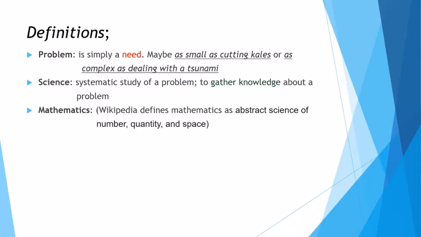That definition leads us to mathematics, and according to Wikipedia, mathematics is an abstract science of number, quantity, and space. When you are dealing with mathematics, you deal with numbers, quantity in terms of weight, size, area, all those quantities, and space. Space, for example, volume, somewhere occupied by something.